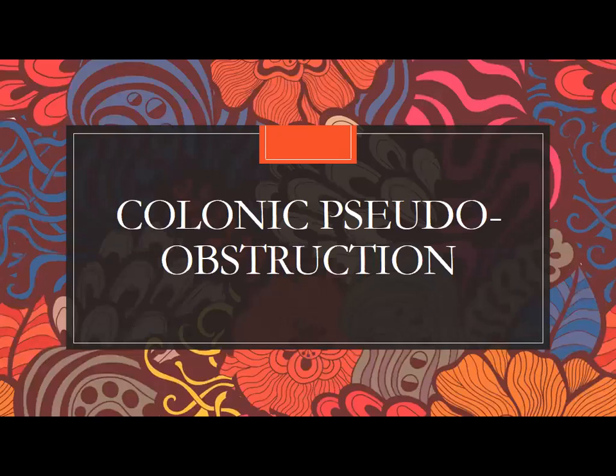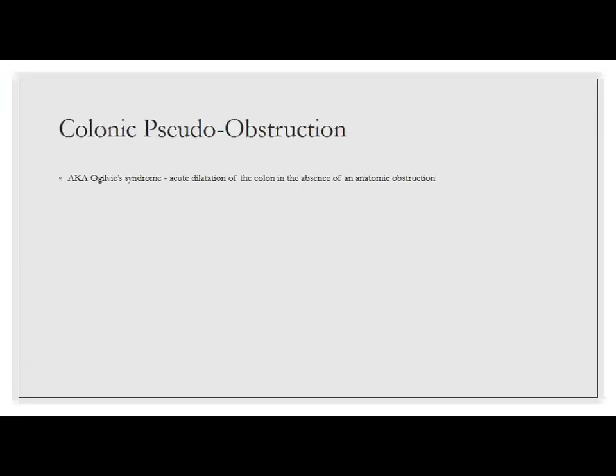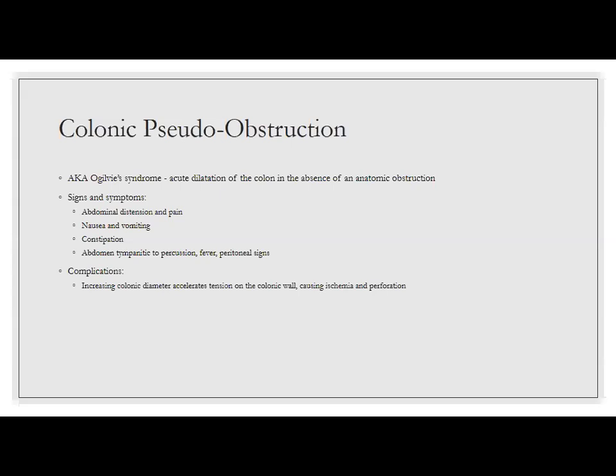All right, colonic pseudo-obstruction. You guys probably know this as Ogilvie's syndrome. So it's an acute dilatation of the colon in the absence of an anatomic obstruction. This patient will present with abdominal distension and pain, nausea, vomiting, constipation. Their abdomen might be tympanitic to percussion, with fever and peritoneal signs. The increasing diameter of the colon puts tension on the thin colon wall, and that causes ischemia and perforation.